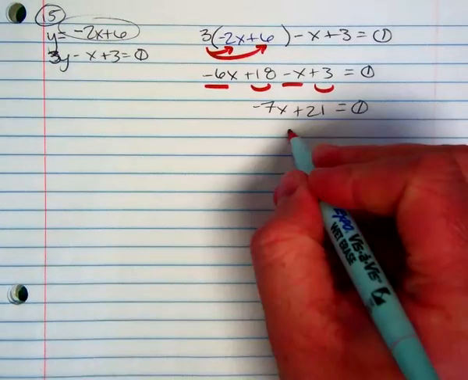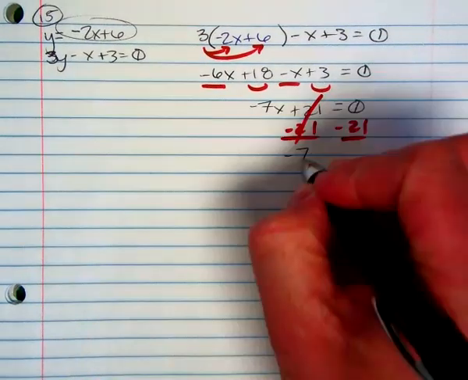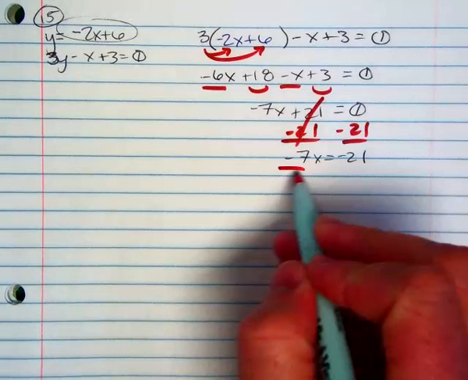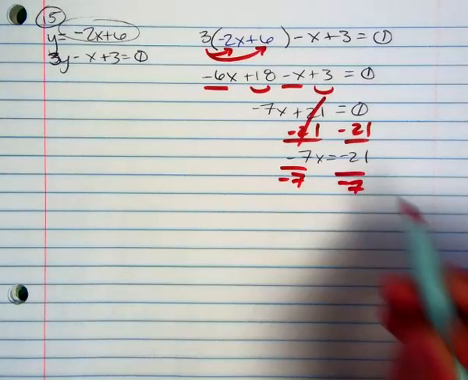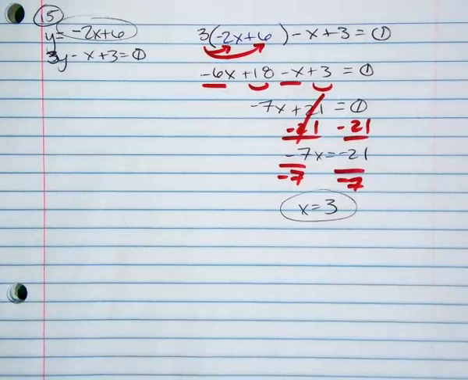It's a two-step equation now. So I'm going to subtract 21 on both sides. Negative 7x equals negative 21. I'll divide by the coefficient, negative 7. And I get that x equals 3. This is half of my answer.